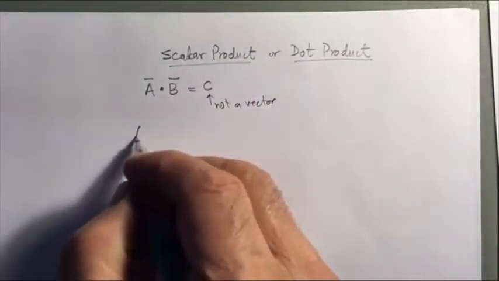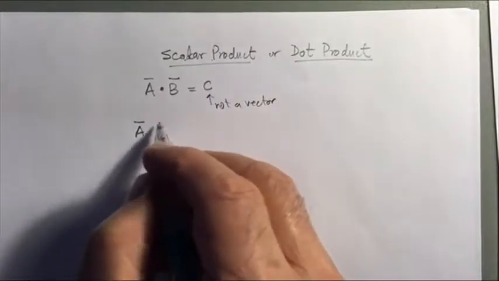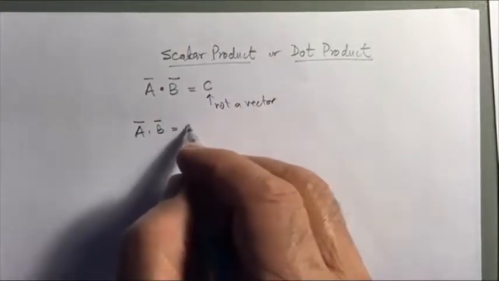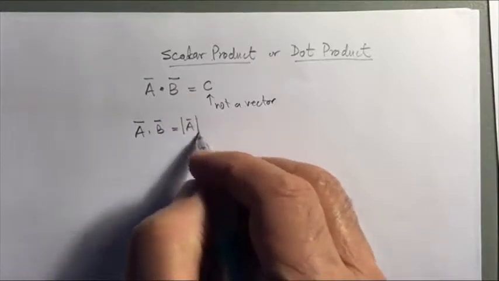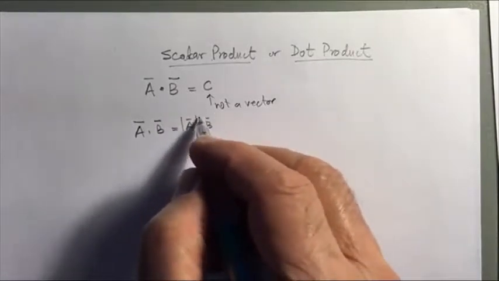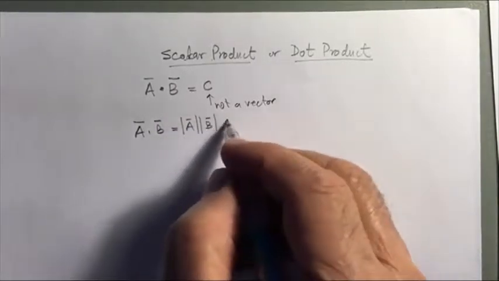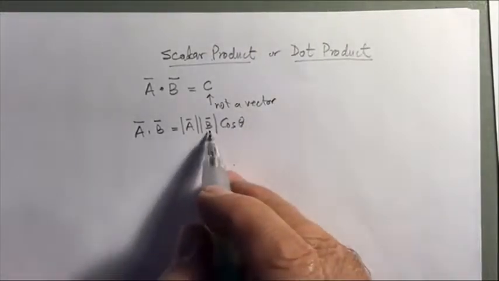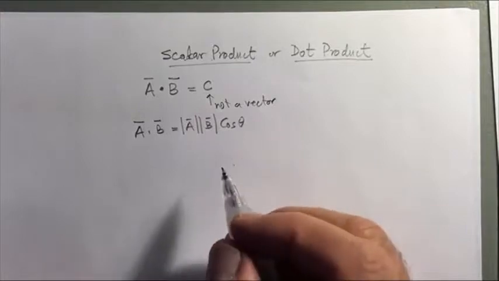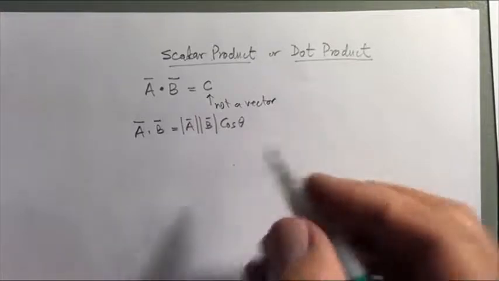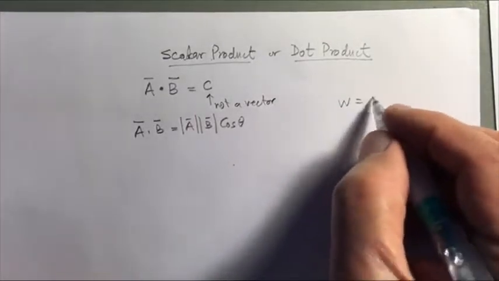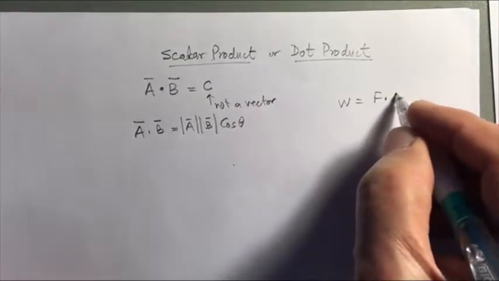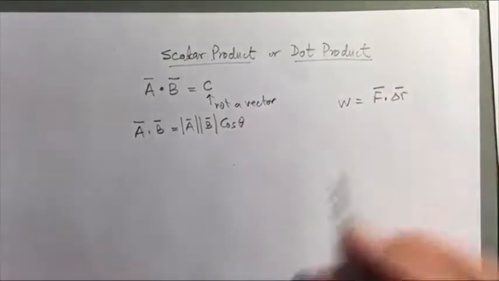The definition of A dot B is that you take the magnitude of the first vector, you take the magnitude of the second vector, multiply them together, and take the cosine of the angle between them. A, B times cosine theta becomes A dot B. And that's how we got the work: F dot delta R, or delta X, or displacement.